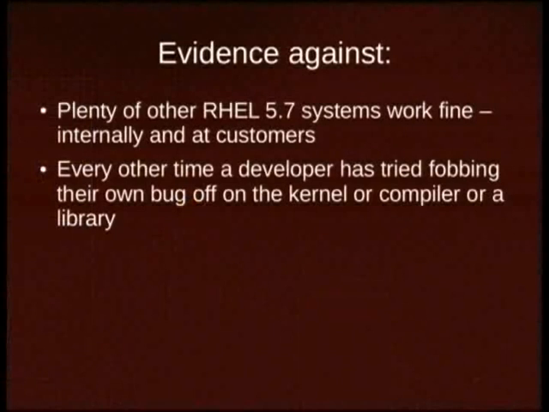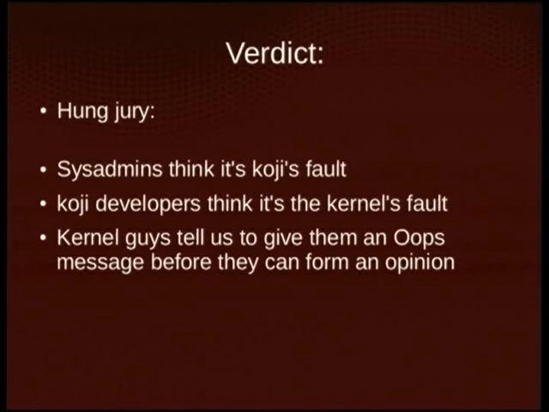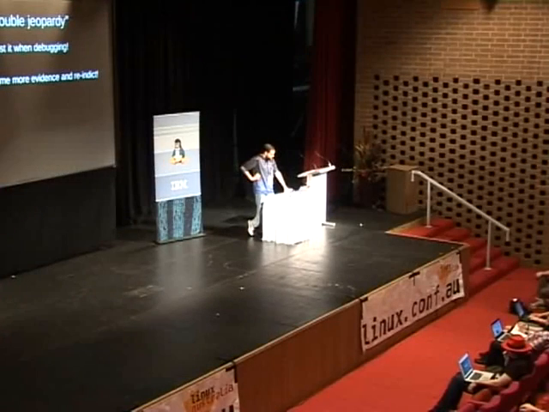Evidence against was that all of the other RHEL 5.7 systems were working fine. And yeah, whoever trusts the developer when they blame something else as their problem rather than taking responsibility themselves, right? Sysadmins? No? So yeah, the result at that point was kind of a hung jury. The sysadmins thought it was our fault, we thought it was the kernel guy's fault. Kernel guys couldn't really comment because they didn't have enough data. But fortunately, unlike with real juries, we can just try the case again.